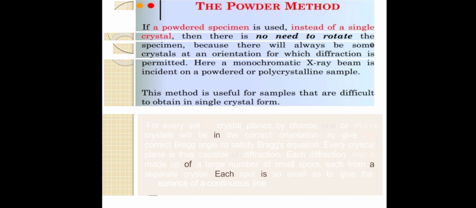For every set of crystal planes, by chance one or more crystals will be in the correct orientation to give the correct Bragg angle to satisfy the Bragg equation. Every crystal plane is thus capable of diffraction. Each diffraction line is made up of a large number of small spots, each from a separate crystal. Each spot is so small as to give the appearance of a continuous line.